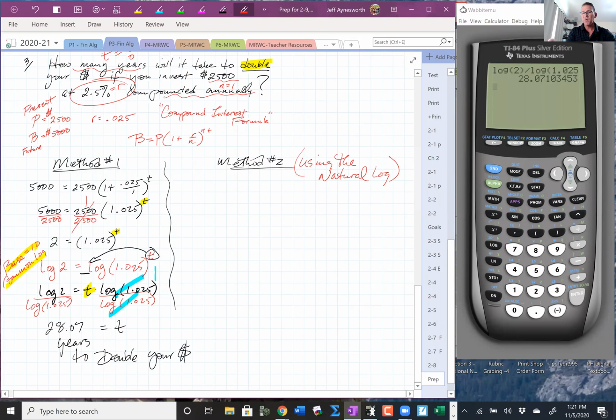Okay, so here we go. Let's work on this one together. So we're going to start off with the same thing here. So this obviously doesn't change. It just looks a little bit different as we get through it. 1.025 to the t power. So starting with the same equation, but we're going to solve it using the natural log and not the common log, and hopefully we're going to be able to see something.